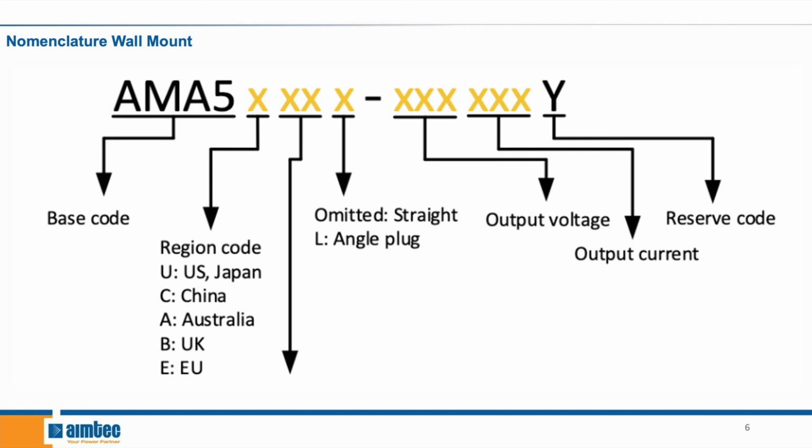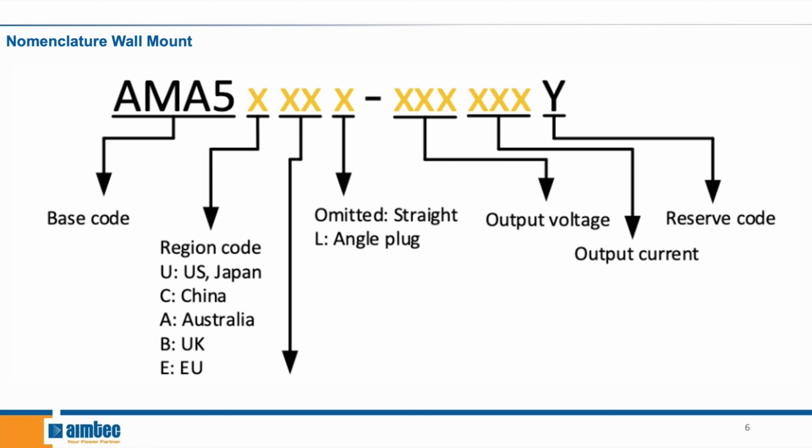Now moving on to the nomenclature for a wall mount adapter. All of AIMTech's adapters are going to start with the code AMA. The number 5 represents the power or the wattage. Then the next digit represents the region code.